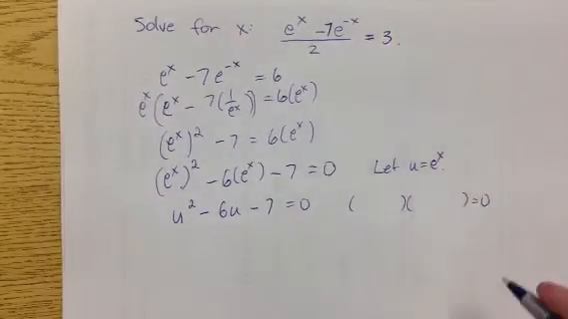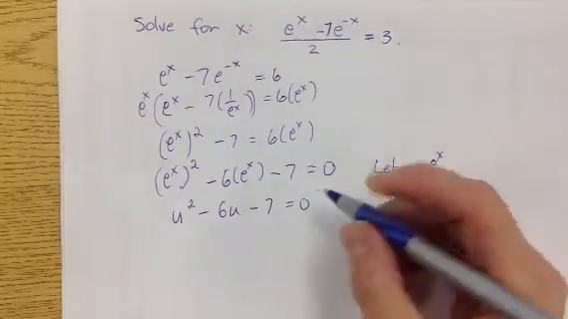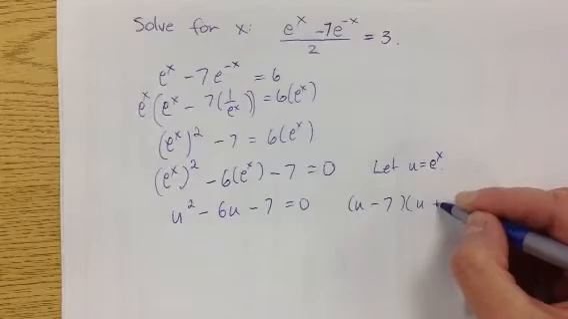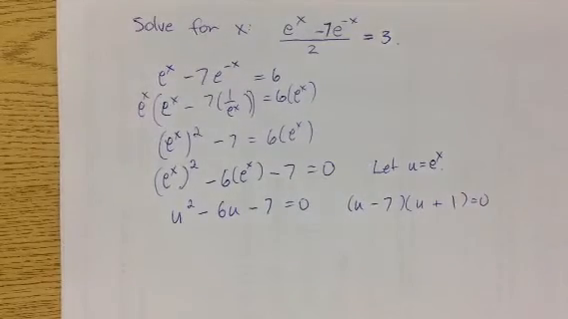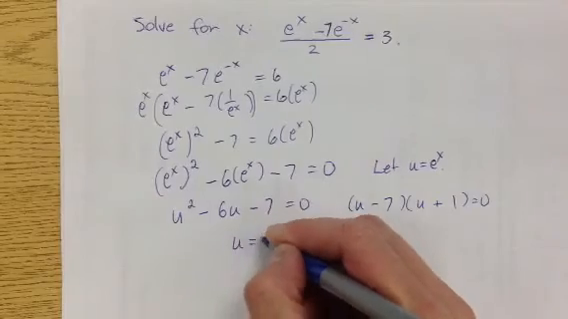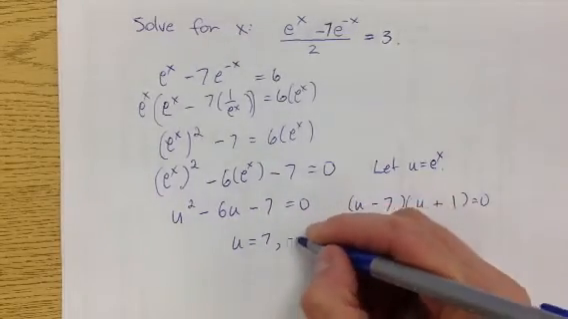So u squared minus 6u minus 7 equals 0, that factors as u minus 7 times u plus 1. And this is going to be equal to 0 if u is 7 or negative 1.